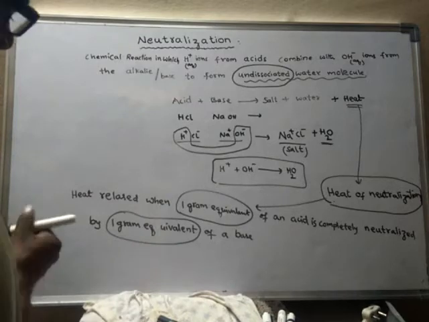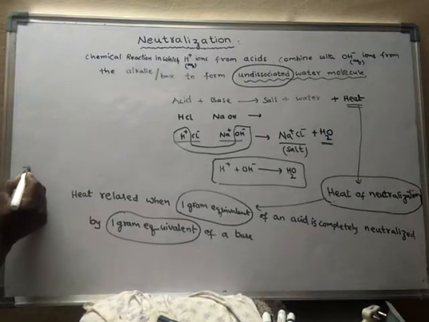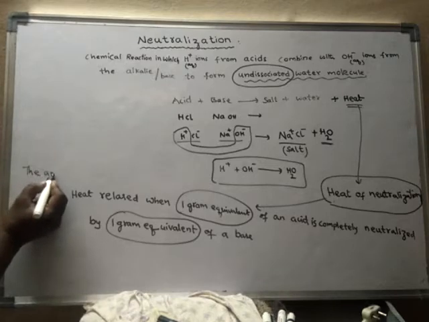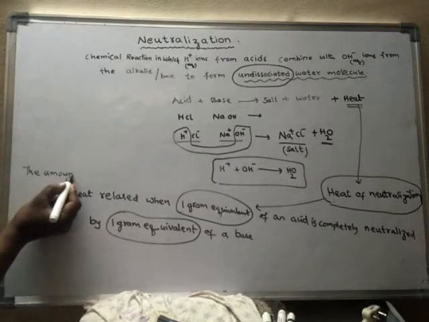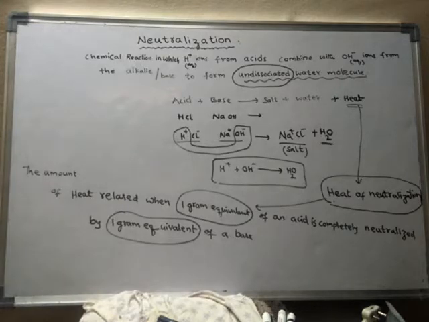1 gram equivalent of an acid completely neutralized by 1 gram equivalent of a base. In that process, the amount of heat released when 1 gram equivalent of an acid is completely neutralized by 1 gram equivalent of a base is said to be heat of neutralization.